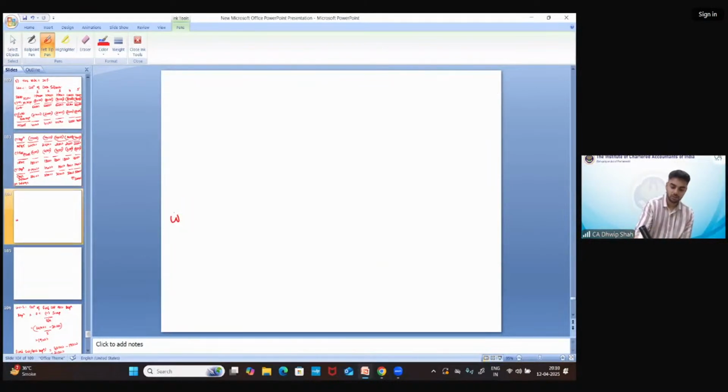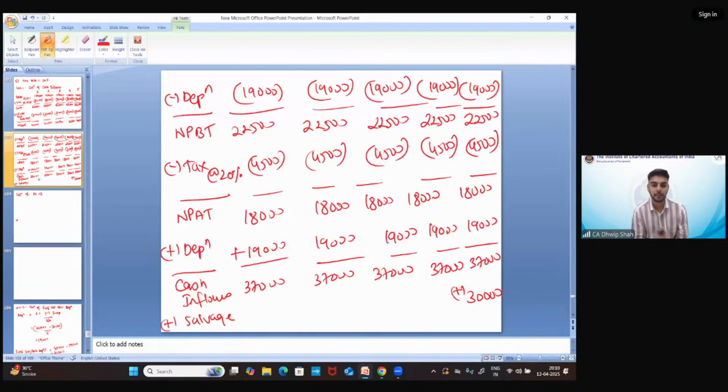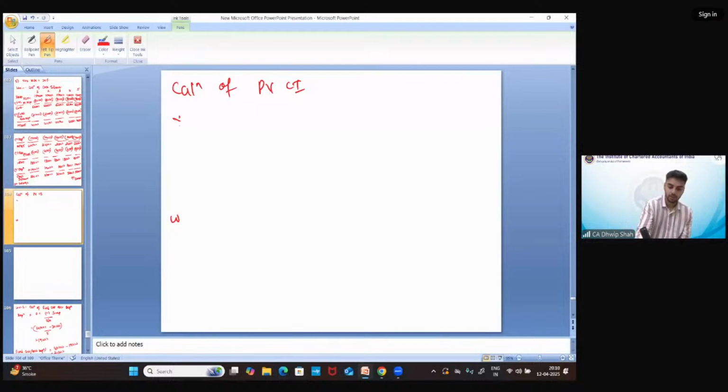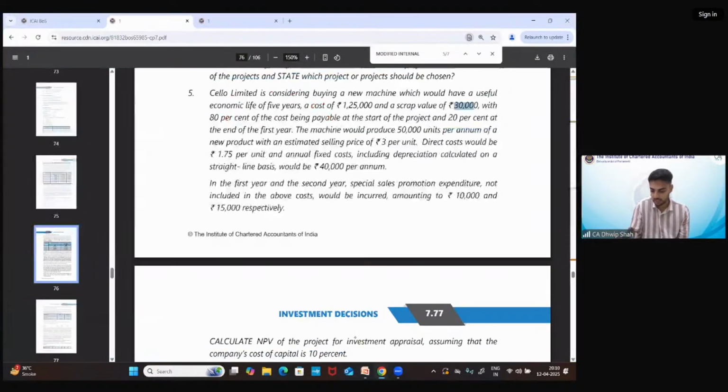So now the next step is to calculate the present value of cash inflow. See, these are just your cash inflows in absolute terms. हमें present value निकालना है. So we will prepare the format, the table: cash inflow, discounting factor. At how much is the discounting rate?